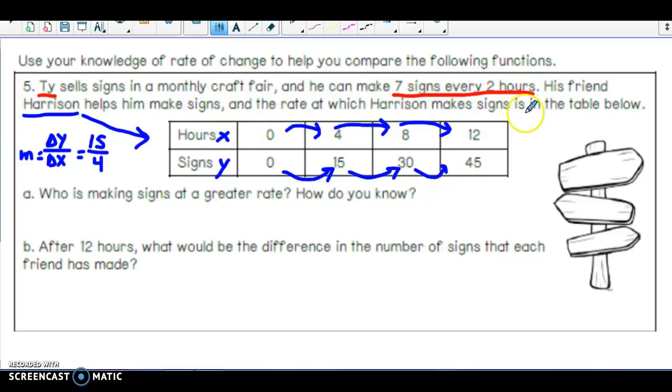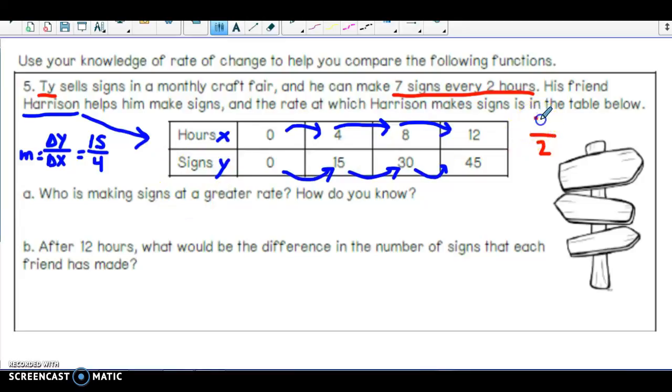So if our x value is 2 for Ty, we can put 2 in the x value spot for our formula. Remember, slope is change in y over change in x. So if we look at the variable x, in other words, hours for Ty, we would put 2 on the bottom, and then 7 signs. Signs is correlating to our y variable.